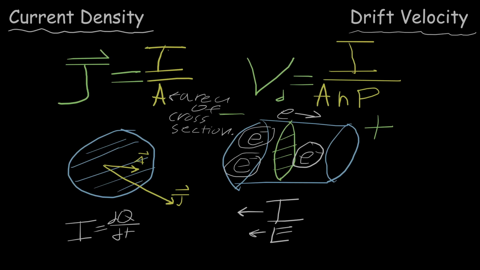Hello everybody, in today's video we're going to talk about current density and drift velocity. So now we're going to start talking about drift velocity. Drift velocity is the speed of electrons drifting through a conductor.